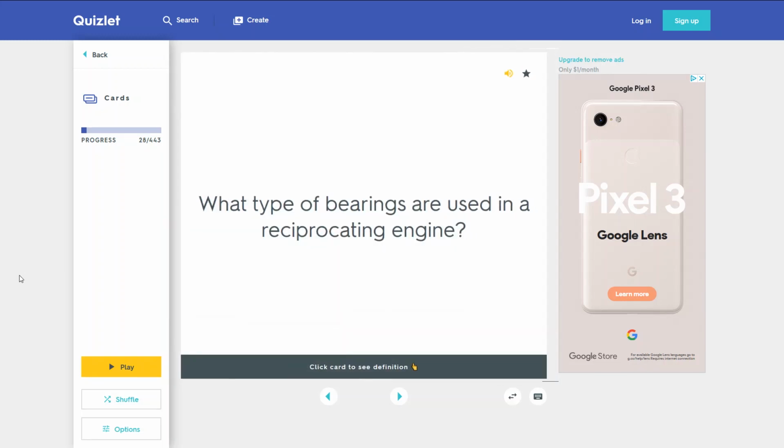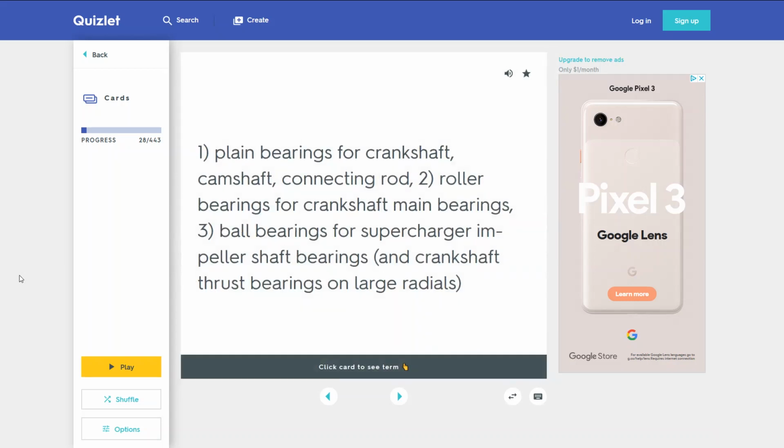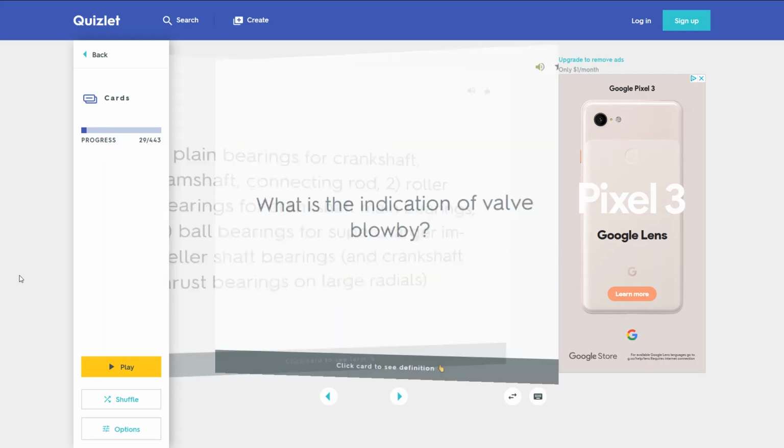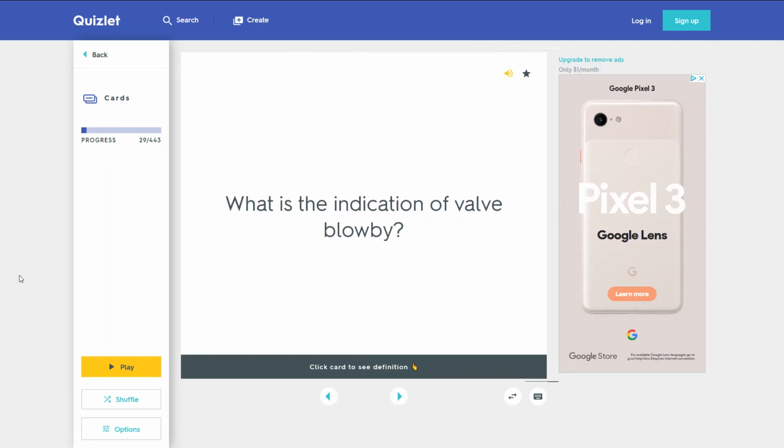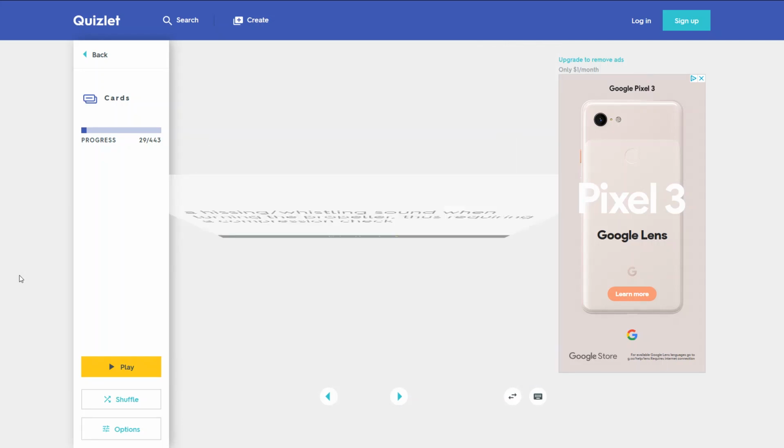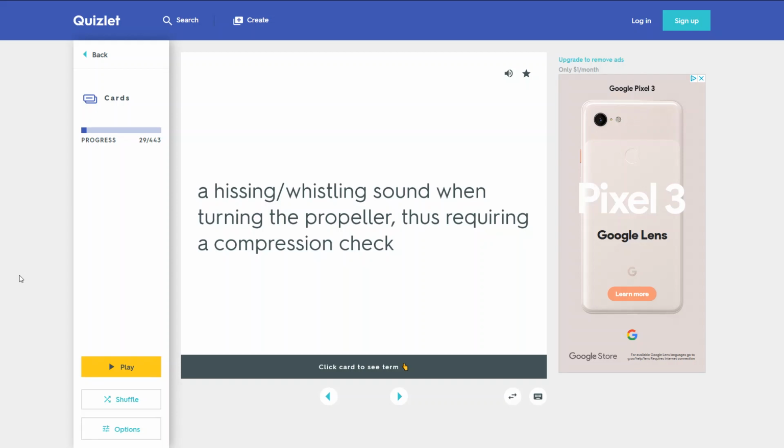What type of bearings are used in a reciprocating engine? 1. Plain bearings for crankshaft, camshaft, connecting rod. 2. Roller bearings for crankshaft main bearings. 3. Ball bearings for supercharger impeller shaft bearings. What is the indication of valve blow-by? A hissing whistling sound when turning the propeller, thus requiring a compression check.